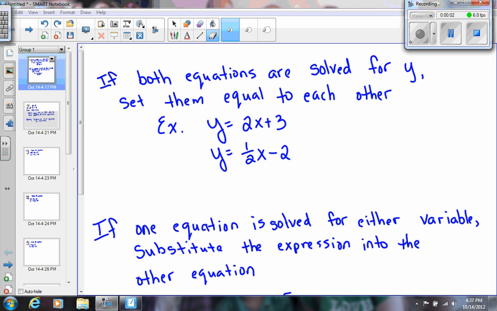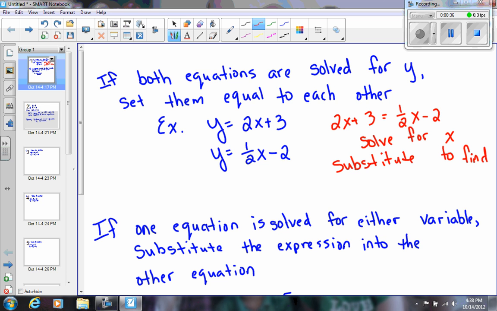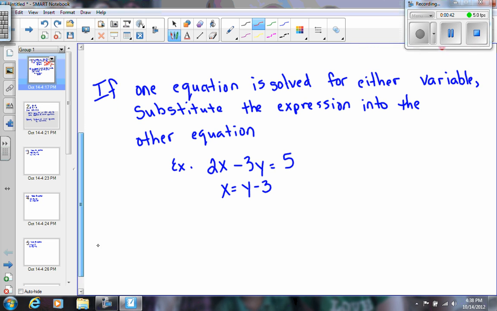All right, just as a quick reminder of what we had done previously when solving systems of equations, if both equations are solved for y, then we just set them equal to each other. So in this first situation, if I was solving this system, I would start by saying 2x plus 3 equals 1/2 x minus 2. I would solve for x. I'm not going to do that now since we did these problems previously. And then I would substitute to find y. All right, so that was what we did in that situation when they were both y equals something.